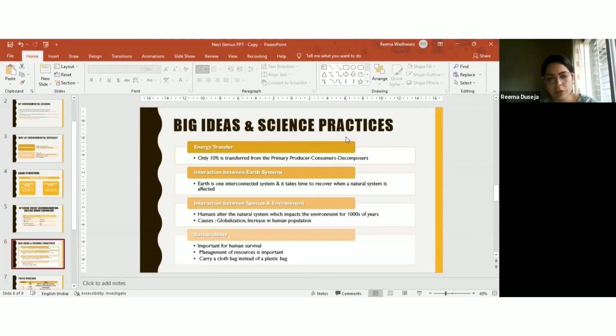So what is it that we can do again for this? What is the sustainability, which is important? Having a sustainable life is something which is important for our human survival for the next generations to come. And we need to manage our resources. So like I earlier mentioned, carrying a cloth bag instead of a plastic bag, or not cutting down too much.